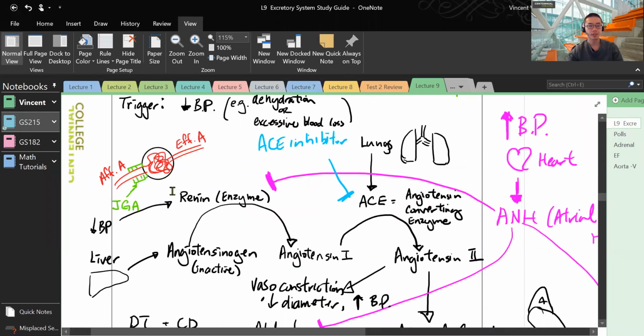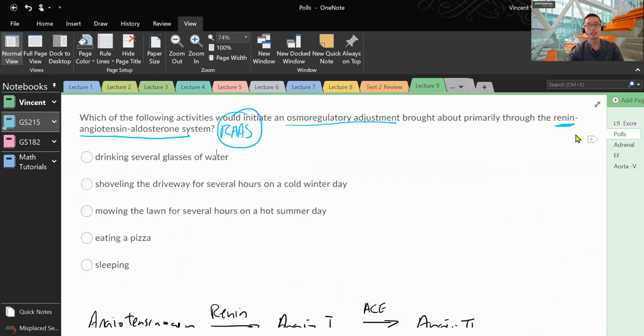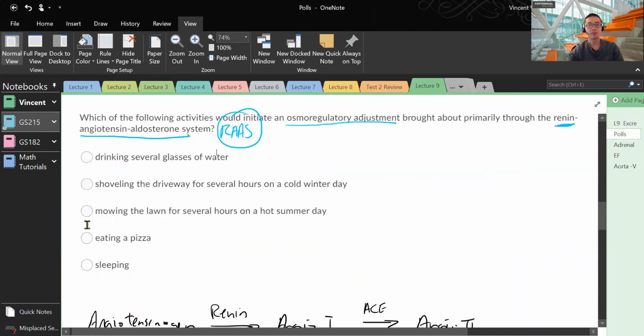RAS, which begins with the secretion of renin, is triggered by low blood pressure. Why do you have low blood pressure? You would have low blood pressure, for example, if you have dehydration or excessive blood loss. So not having enough fluid in the body, or losing a lot of blood, will drop your blood pressure, which would then start the entire RAS system. So here it says, which of the following is going to trigger RAS?